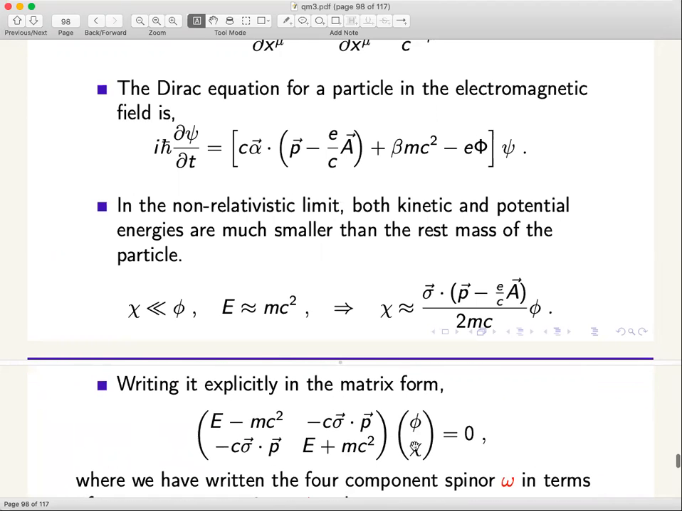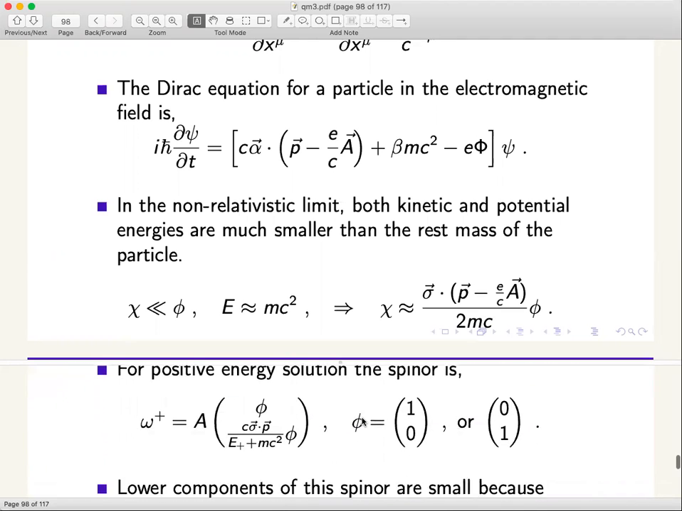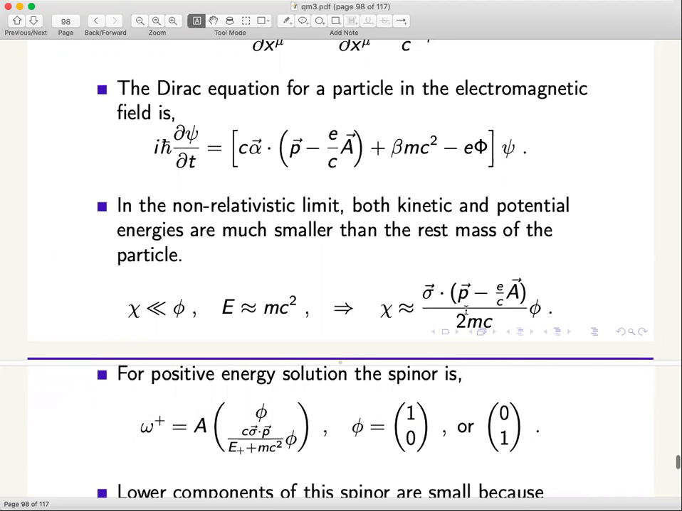So we used it in this particular form, phi and chi, and we said that chi would take a form like this: sigma dot P minus e by c A, upon 2mc. I have gotten rid of a factor of c here because I'm substituting E is equal to mc squared. So it is 2 times mc squared, and one of the c's gets cancelled, so I get sigma dot the generalized momentum upon 2mc, times phi. This is actually an equality, but nevertheless it is based on an approximate statement.